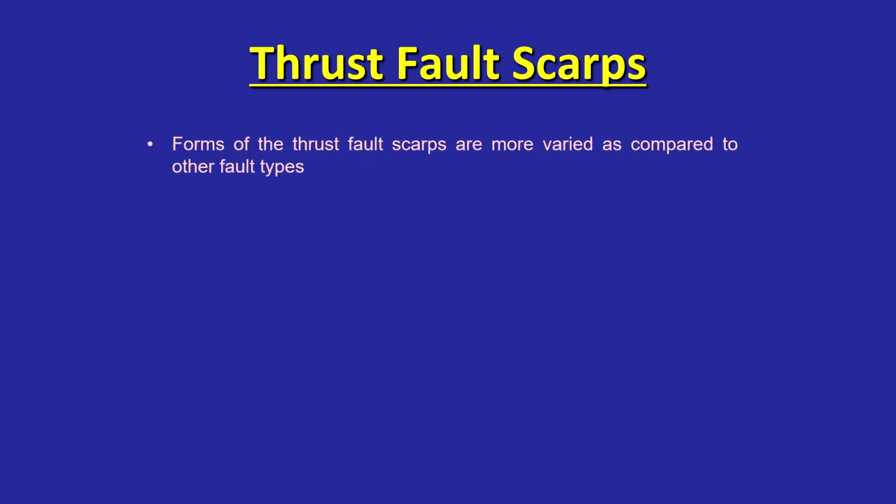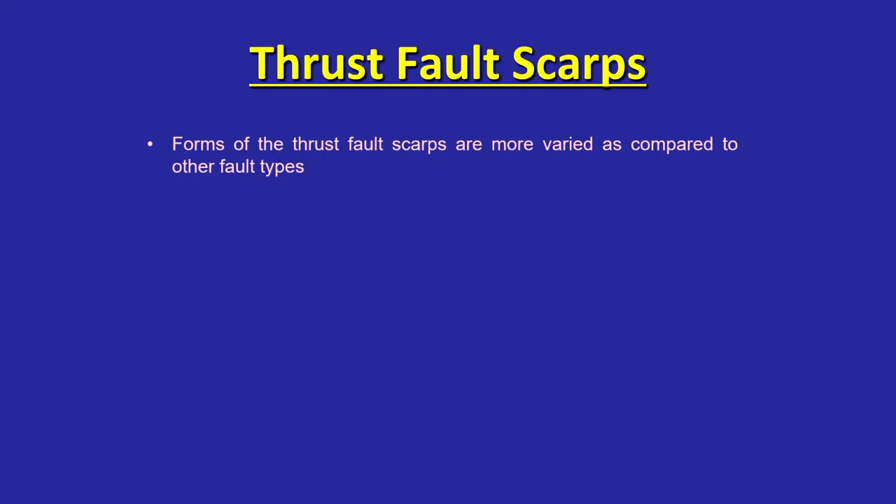Now, thrust faults, usually we say, form different forms of thrust fault scarps, and as I told, one of the best examples we have is from the Al Asnam 1980 earthquake, where we got a variety of deformation, and that deformation was related to the geometry of the fault. So, that is the nutshell of the part which we are going to discuss. The forms of thrust fault scarps are more varied as compared to any other fault types.